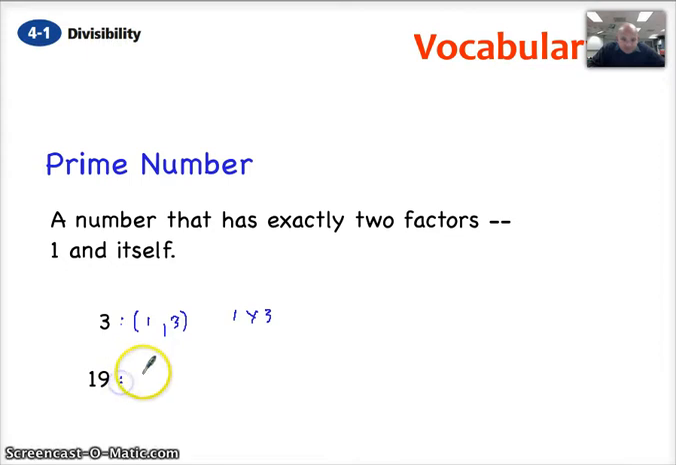19, same thing. It's going to be 1 and 19 because 1 times 19 is the only expression using whole numbers that we can combine in a multiplication problem to give us 19. 1 times 19. Both 3 and 19 are prime numbers.